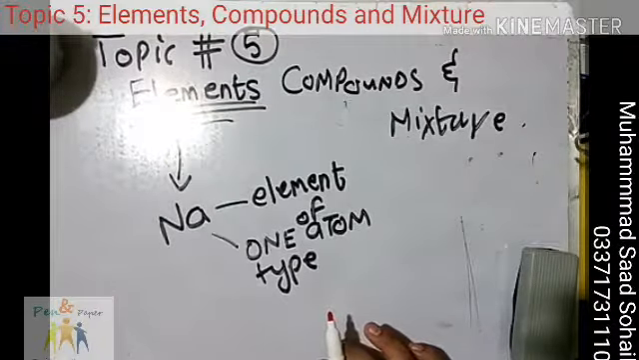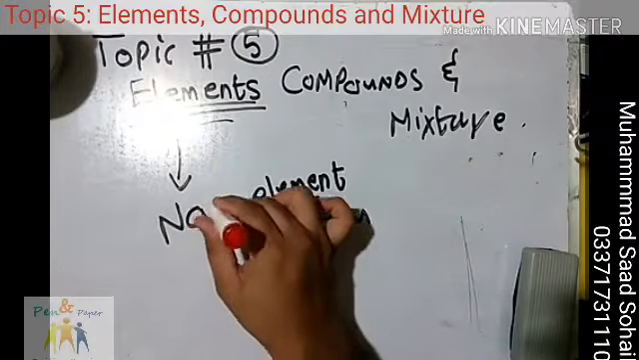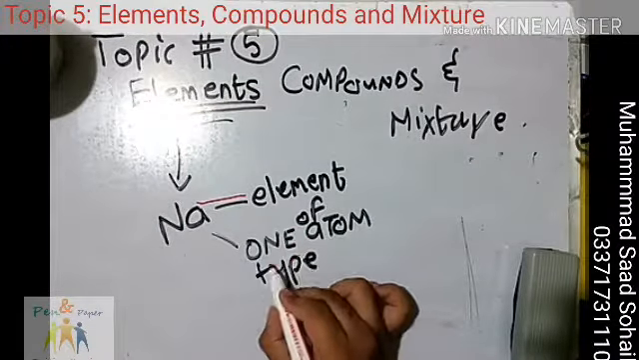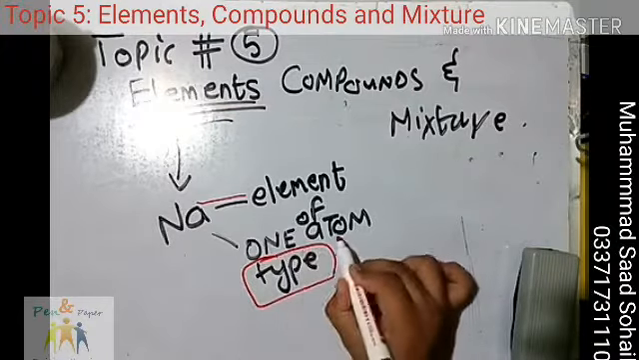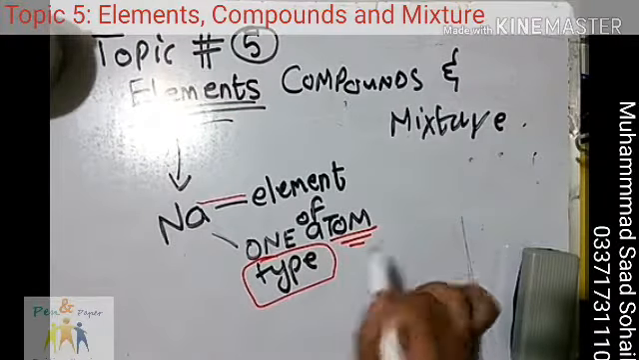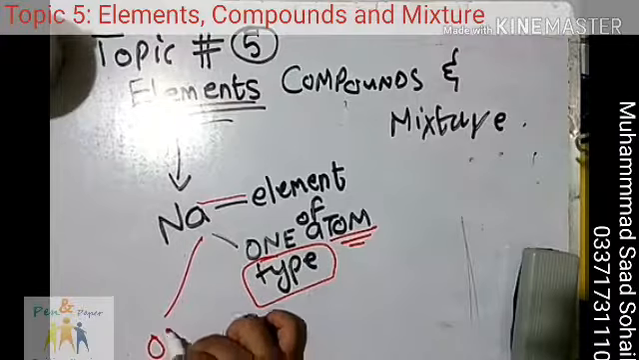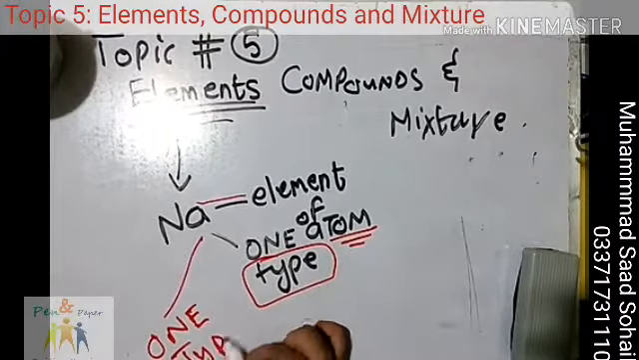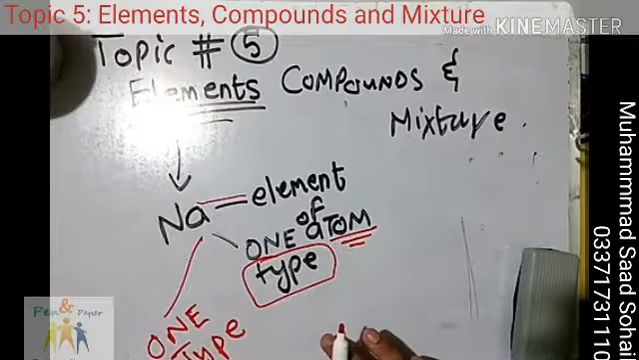If you again look at it, sodium is considered to be an element because it contains only one type of atom, only one type, not multiple types. So therefore it can be considered as an element.